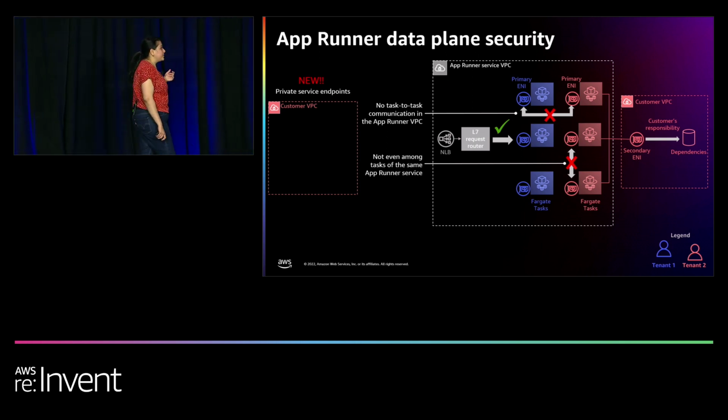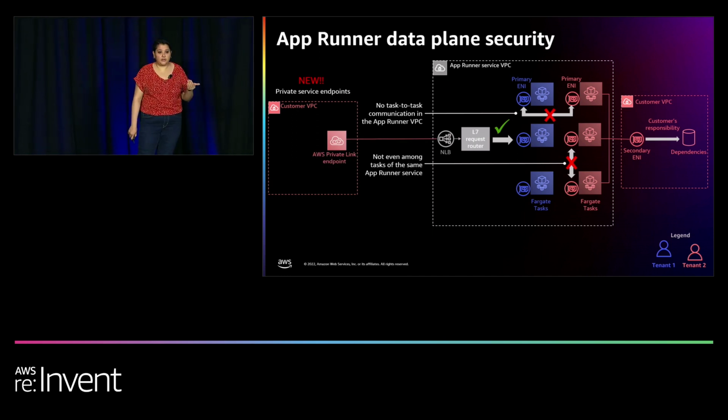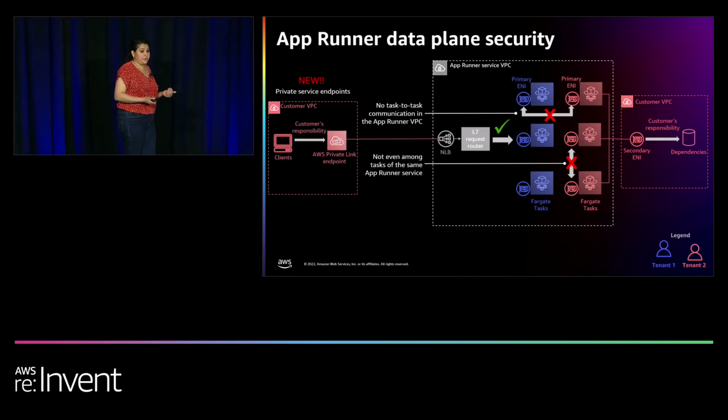What we're really doing is creating a PrivateLink endpoint in your VPC. And again, the security groups that you configure on that inbound connection in your VPC would be your responsibility to configure, to decide exactly which clients within the VPC can talk to your service.